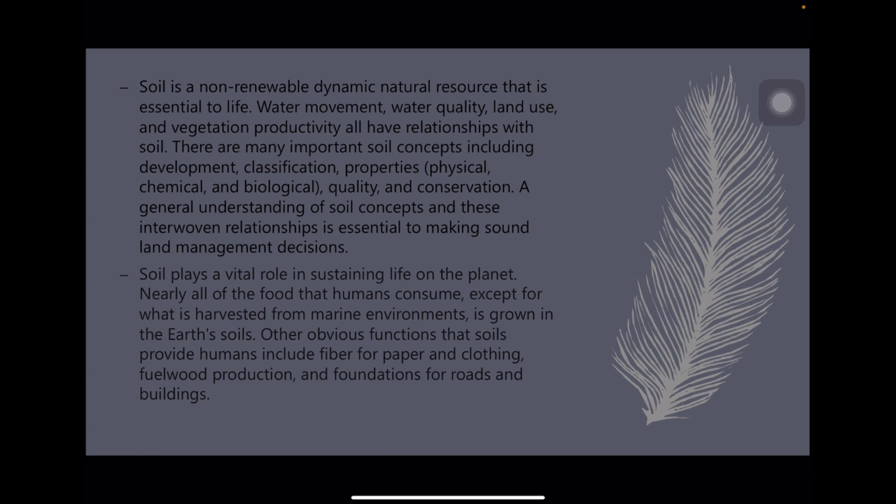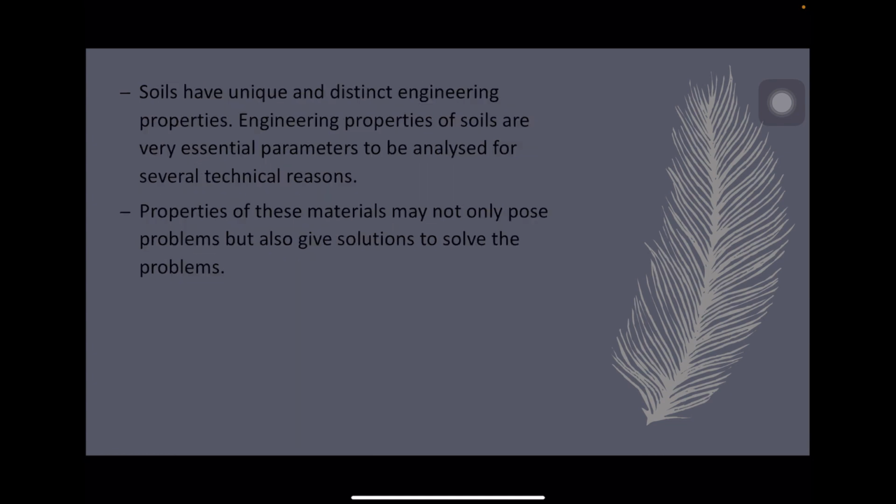Soil plays a vital role in sustaining life on the planet. Nearly all of the food that humans consume, except for what is harvested from marine environments, is grown in the Earth's soils. Other obvious functions that soils provide humans include fiber for paper and clothing, fuelwood production and foundations for roads and buildings. Soils have unique and distinct engineering properties.